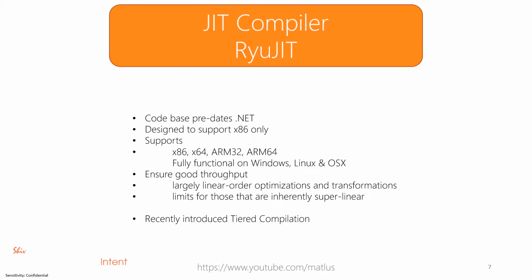So before that we had another JIT compiler, but now RyuJIT produces faster code, and it's cross-platform and such, as you can see here. The original was designed only to support x86, but today it supports x86, x64, ARM32, ARM64. It's fully functional on Windows, Linux, Mac OS. Which is pretty cool, because now as C# programmers we can compile our code on the platform, and our applications can run on that platform as well.